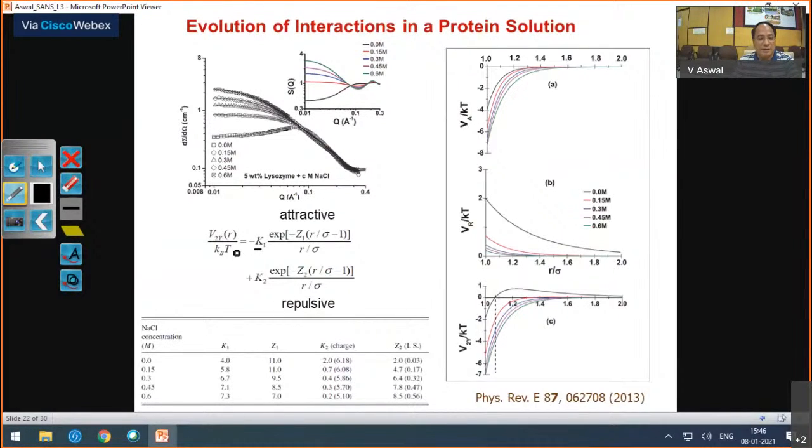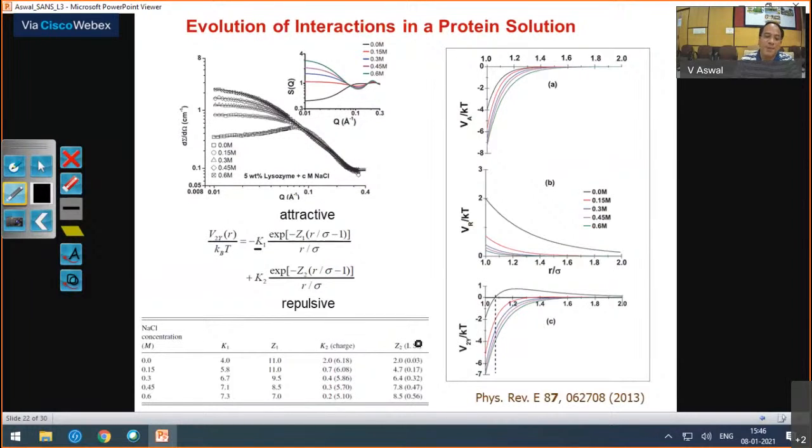And then you see you have fitted for this system, proteins at different salt concentrations, K1, Z1 and K2, Z2. You could see K1 is increasing, the magnitude of your attractive part is increasing, as you add more and more salt. And then Z1 is decreasing, meaning the range is increasing. On the other hand, K2 is decreasing and Z2 is increasing.